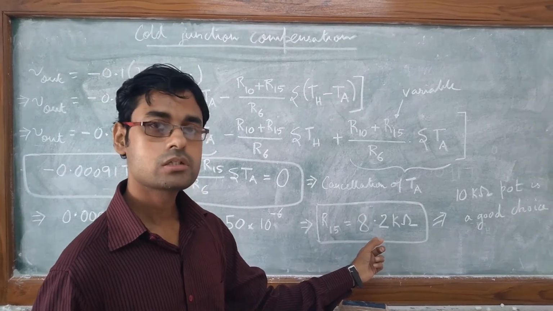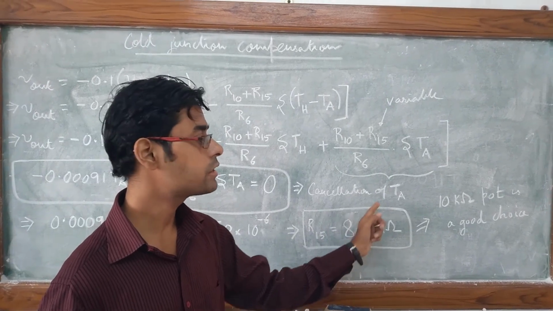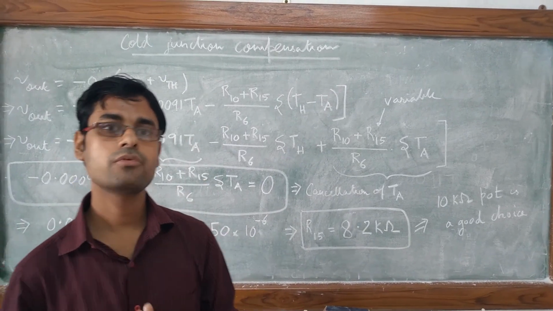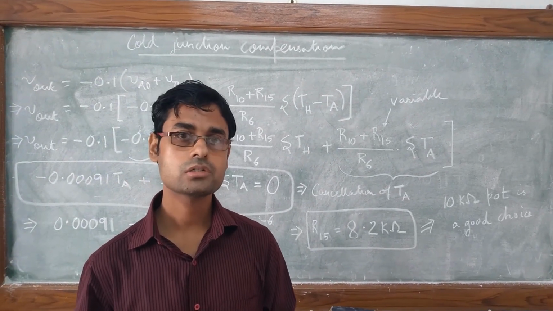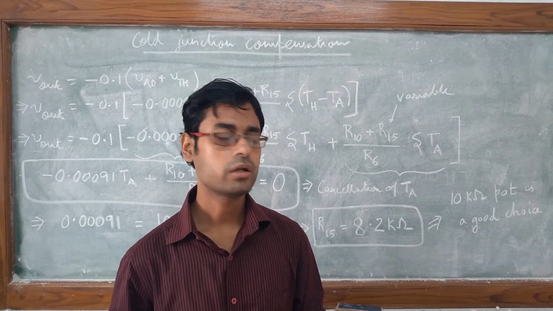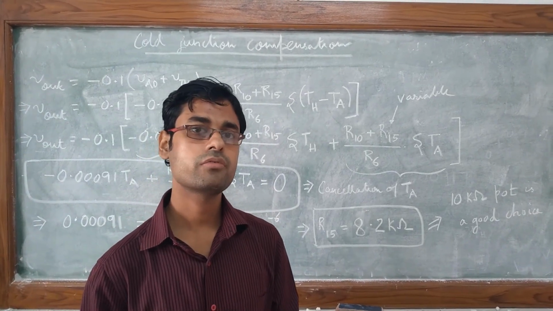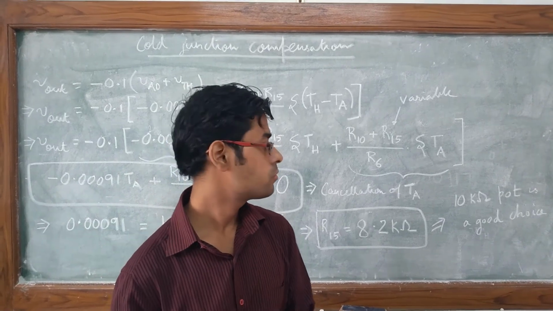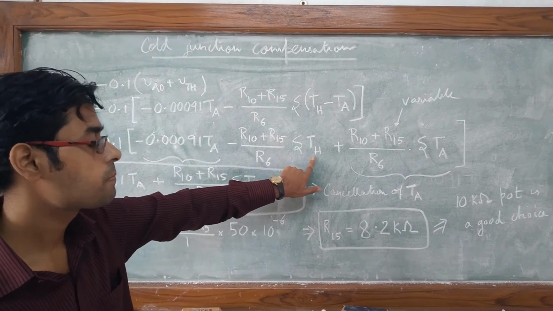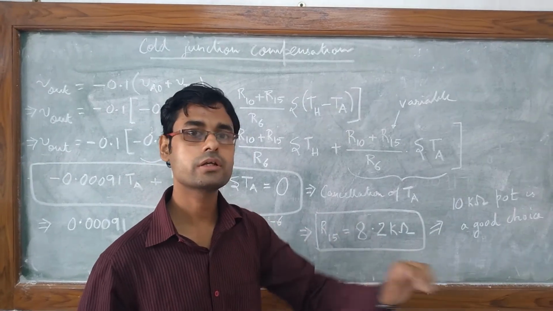So what this shows is that if we set R15 to 8.2 kilo ohms, this leads to cancellation of TA. Even though the thermocouple was providing an output voltage with respect to TA also, that means the output voltage was proportional to TH minus TA, the signal conditioning allows us to eliminate TA from the final output voltage expression. So eventually we will find that V out will be proportional to TH, and hence the 10 kilo ohm potentiometer was a pretty good choice for this particular signal conditioning circuit.